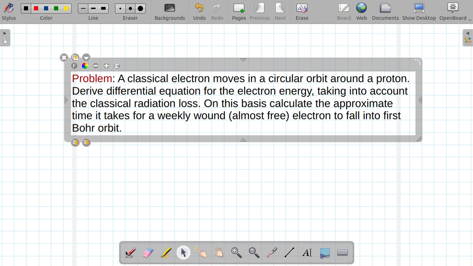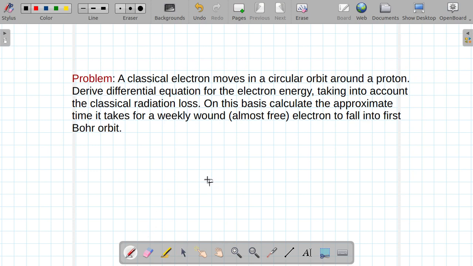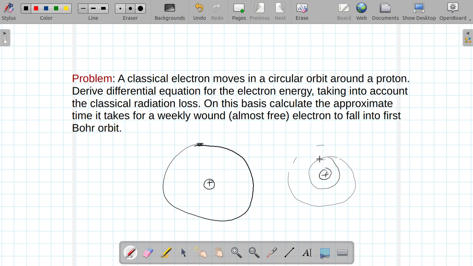So the situation is like this. Say here it is a proton, and around it, far away, an electron is revolving, and it is radiating energy, so its path is not exactly circular. So slowly and steadily, while it is radiating energy classically, it is moving towards the proton, and say this is the first Bohr orbit, let us assume that, and we have to calculate from here to here how much time it will take to fall into the first Bohr orbit. So let us proceed for this.